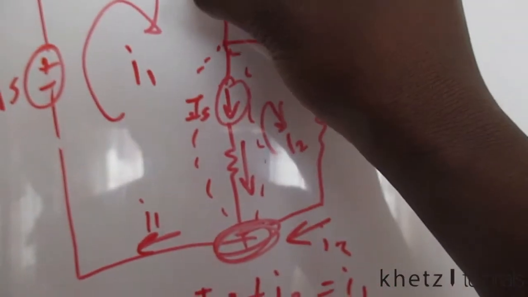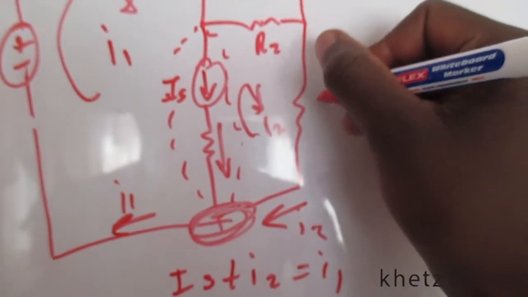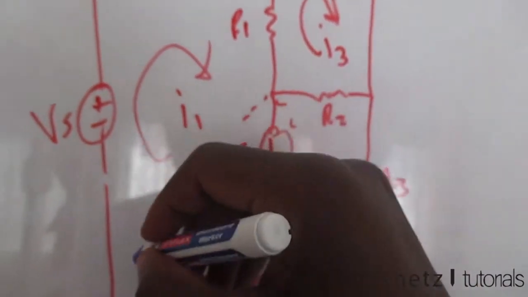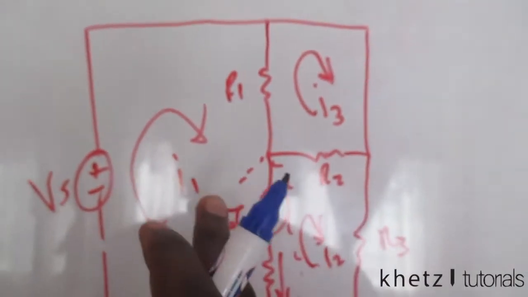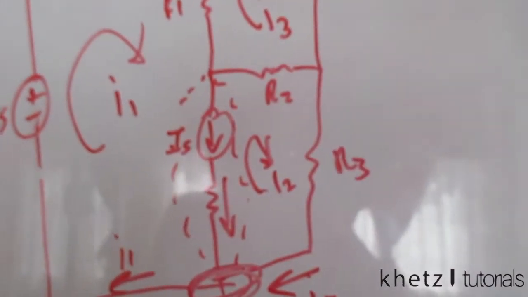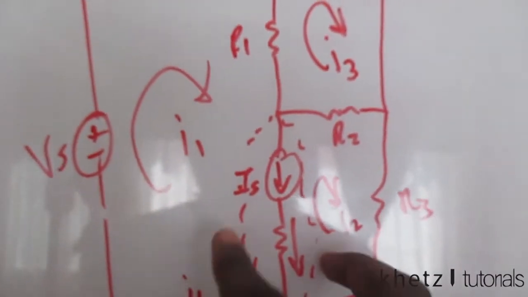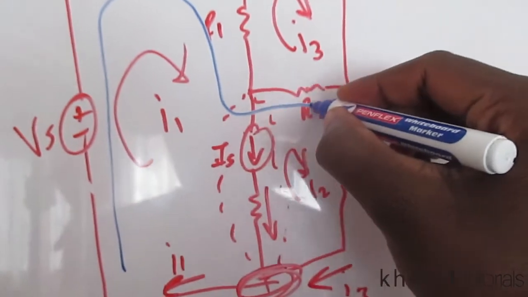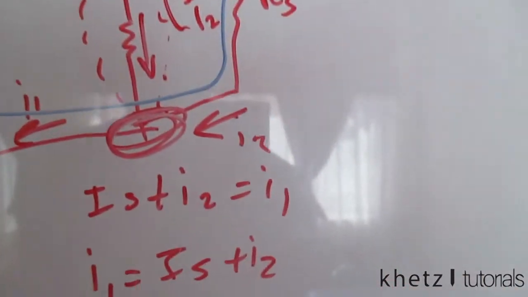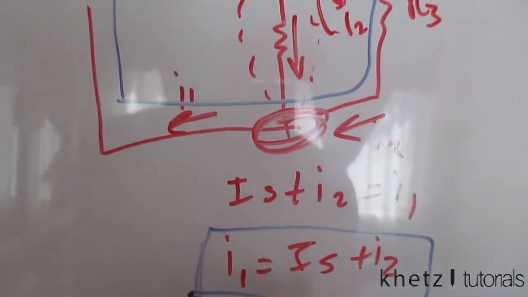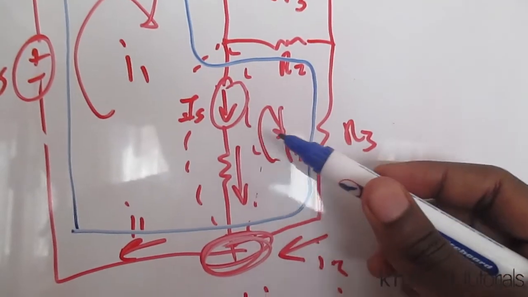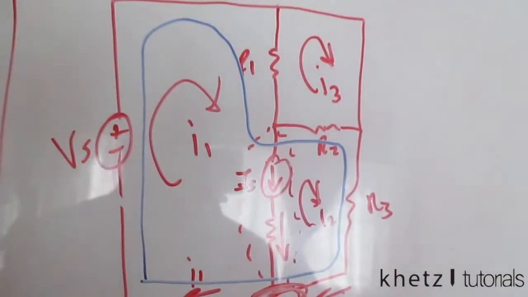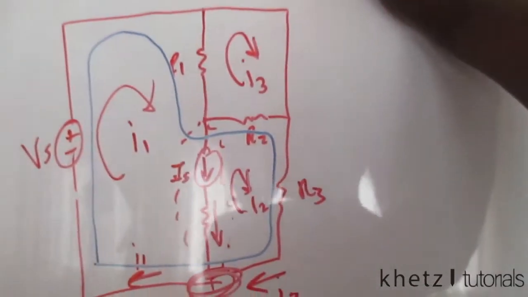So let's call this R1, this R2, and this R3, right? So these two meshes, this is a super mesh, not a supernode, sorry. This is how you treat a super mesh. So these two meshes would eventually become one mesh. So you treat all of this as one mesh. You'd first form this relationship between the current source and the two mesh variables. Then you'd move on to find the full equation of the mesh and any other meshes which you have.